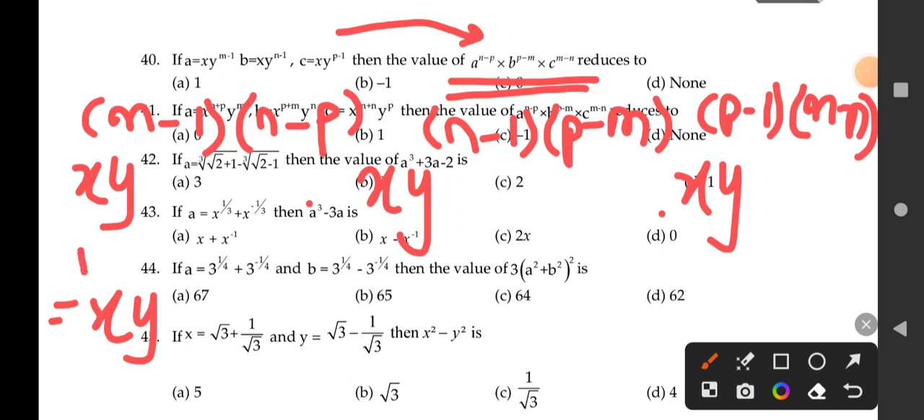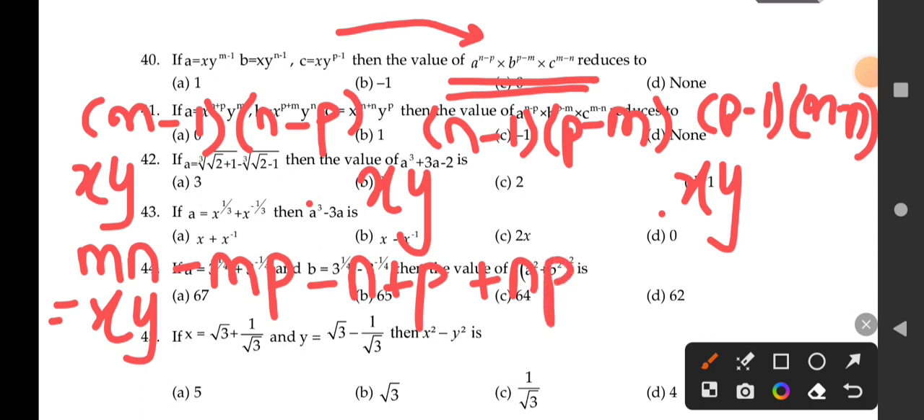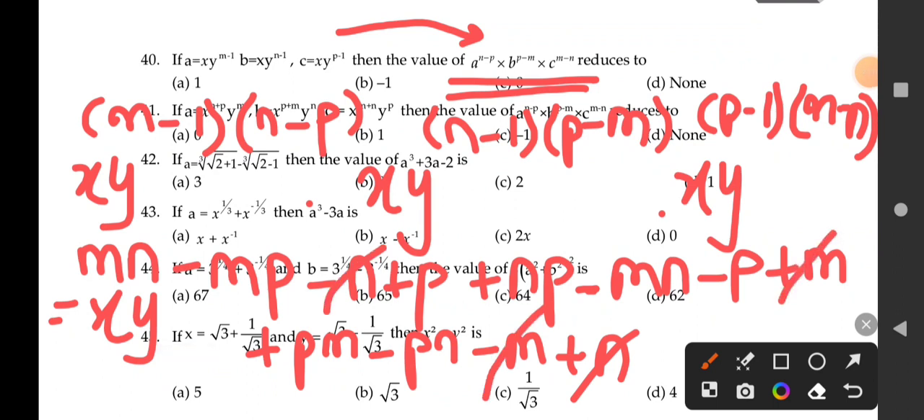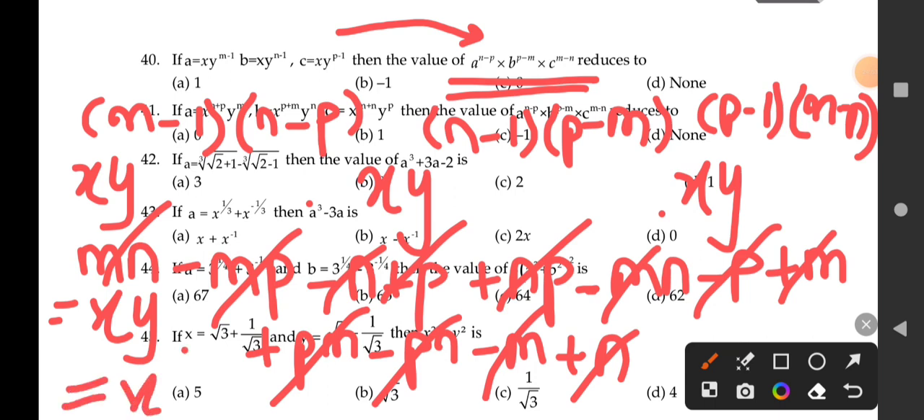Xy, open the brackets carefully. So we have mn minus mp minus n plus p plus np minus mn minus p plus m plus pm minus pn minus m plus n, right? So plus n minus n plus m minus n, right? Plus p minus p. Mn gets cancelled, mp pm pn np. So x power 0 is equals to 1. Option number A. Again, this is a very simple question.